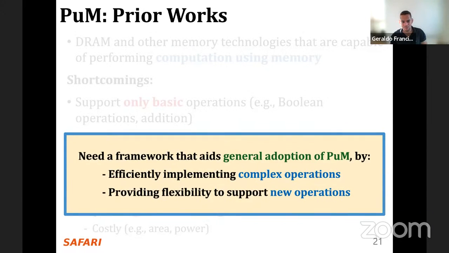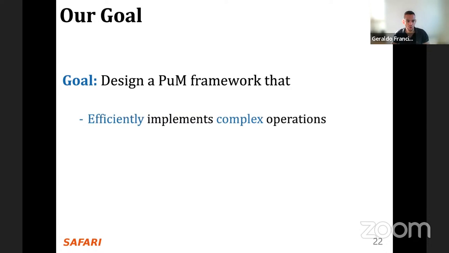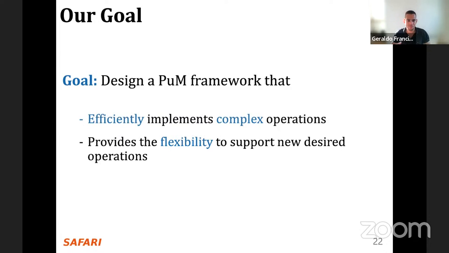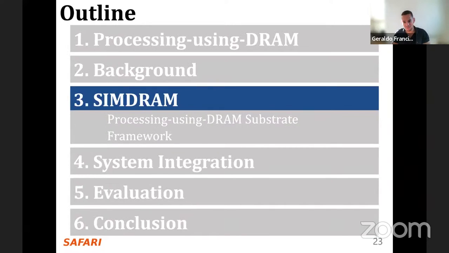So this leads us to the problem that we need a framework that can aid the adoption of processing using memory by enabling the programmer or user to efficiently implement complex operations using DRAM, and also giving them the flexibility to create new in-DRAM operations as needed. Therefore, the goal of this work is to fix those problems of prior works and propose a processing-using-memory framework that can efficiently implement complex operations in DRAM, give the user the flexibility to implement new operations, and do so without changing the DRAM array organization. Based on that, we propose SIMDRAM, which I'm going to describe next.